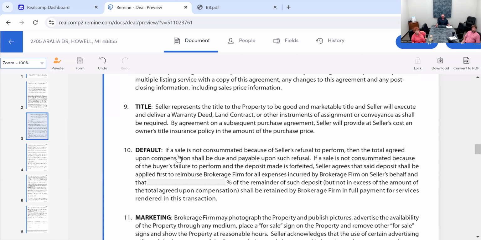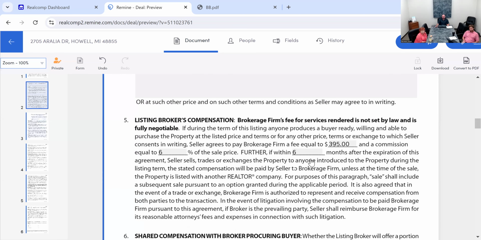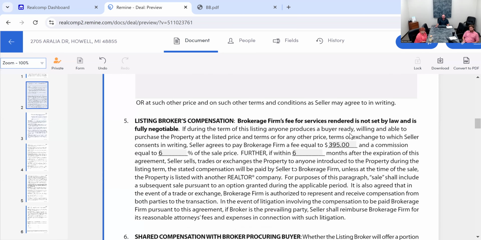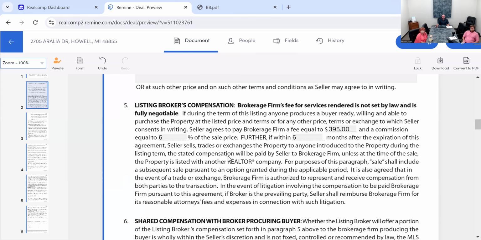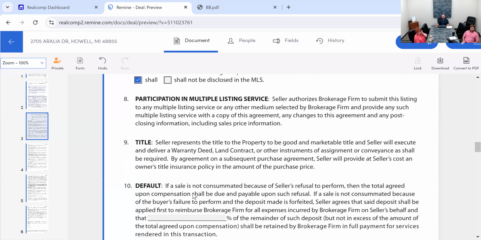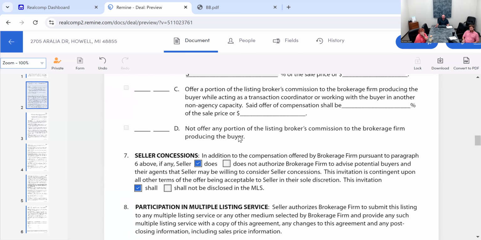No. Default. All right. So if a sale is not consummated because of the seller's refusal to perform, then the total agreed upon compensation shall be due and payable upon such refusal. So that is where this lays out the terms of the buyer ready, willing, and able to purchase the property, or if the sellers agree and consent in writing to any other offer, then this stuff becomes due. And so the default means if they choose to not go ahead with the sale, they refuse to perform, they are agreeing to pay all that stuff.